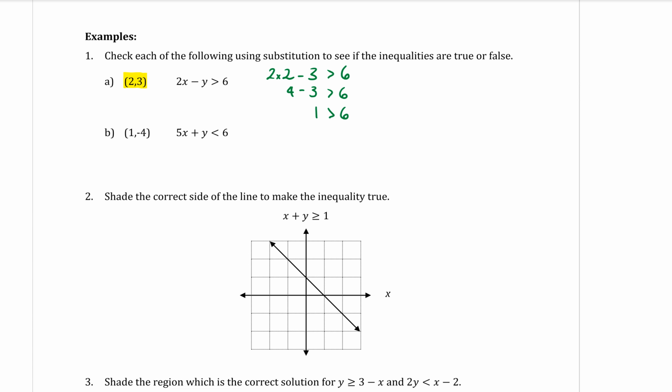Is that true or is that false? It is false. That would tell us that that point is on the wrong side of my line, and I would shade the other side. But we're just practicing that part for now. We don't actually have the graph yet.